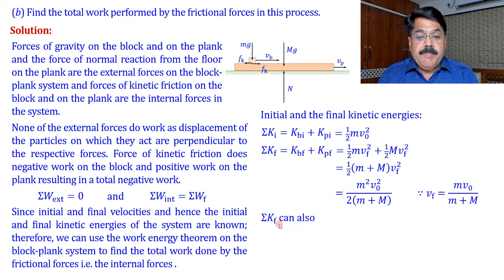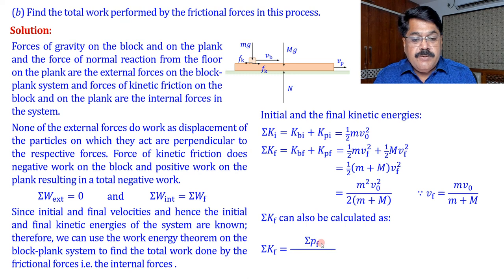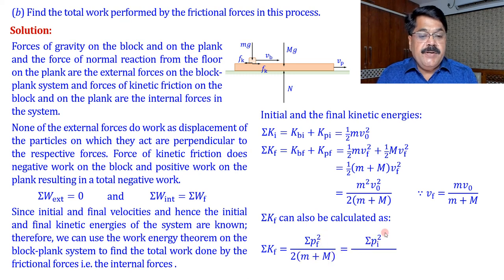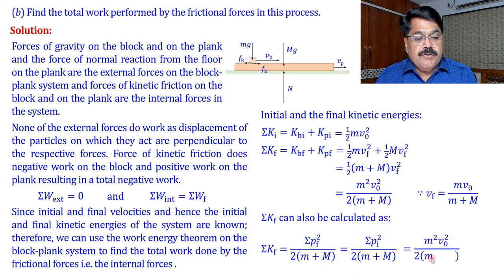How? Summation K final can also be calculated as K final is equal to summation P final square upon twice of total mass, or summation P initial square upon twice of total mass, because momentum is conserved. And why can we use this? Because at the final moment both the bodies are moving with the same velocity, so we can assume them as a single particle. So use this expression, and if you use this idea you can write it directly. What? m square v naught square upon twice of (m plus M). So if you are able to use this idea, you can save this much time.